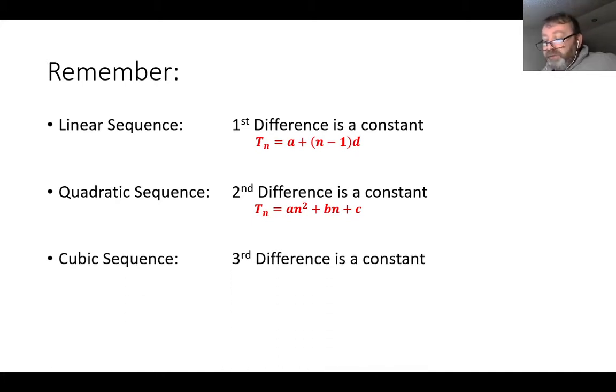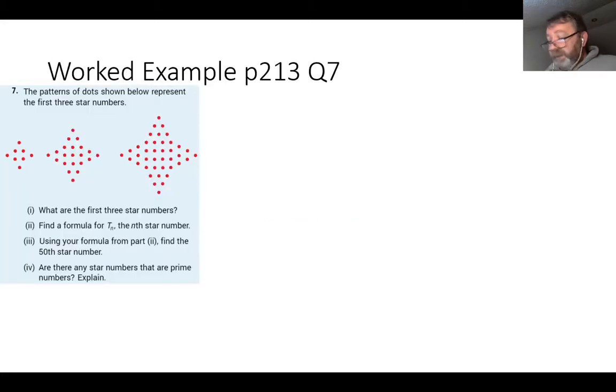And then the cubic sequence has a third difference. That means that the difference is constant on the third level of differences, and it has a general term formula of an cubed plus bn squared plus cn plus d. Okay, so keep that in mind. Now, let's look at this question here before I give you some work to do yourselves.